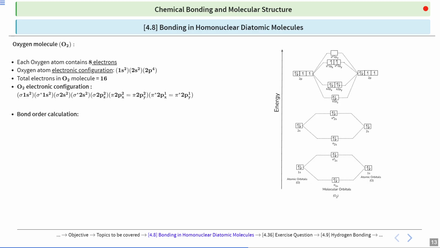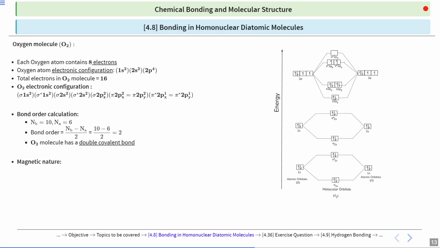So how do we calculate the bond order? Very simple. The total number of electrons in the bonding molecular orbital is 10 and in the anti-bonding is 6. So the bond order will be 2 here. 10 minus 6 by 2, which is 2. And both of these bonds are covalent bonds, and it will follow the normal procedure of having one sigma bond and one pi bond.